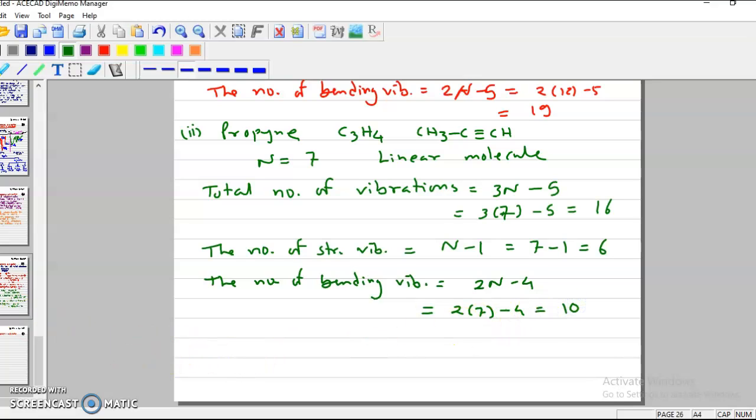So this way we can calculate number of vibrations using this formula. That's it in this lecture.